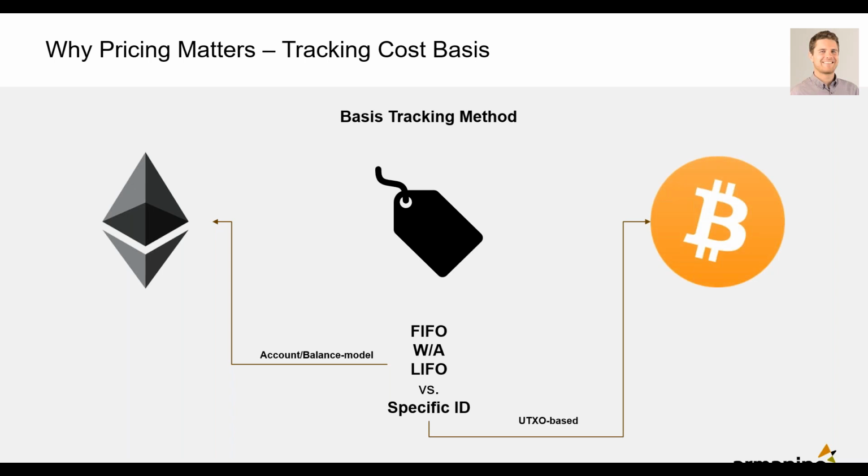For UTXO-based currencies like Bitcoin or Litecoin or other Bitcoin derivatives, when I'm sending $7 worth of Bitcoin to Andres, there might be multiple inputs. There might be a $5 input and two $1 inputs, almost like cash. So the idea here is that you don't have a single unit, a single chunk. You have multiple chunks or multiple units going into one transaction. And what's really cool about UTXO-based cryptocurrencies is that you can actually track the basis and gains by individual UTXO chunk.